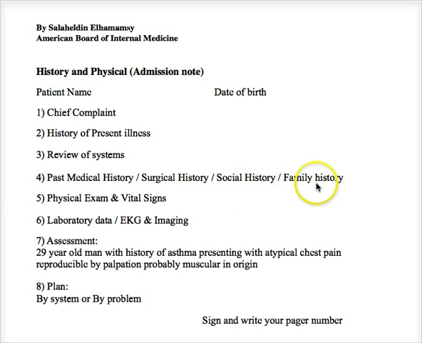And then the family history. For a chest pain patient, it would be important to state if any of the first degree relatives had an MI at a young age. And then you go to the physical exam.